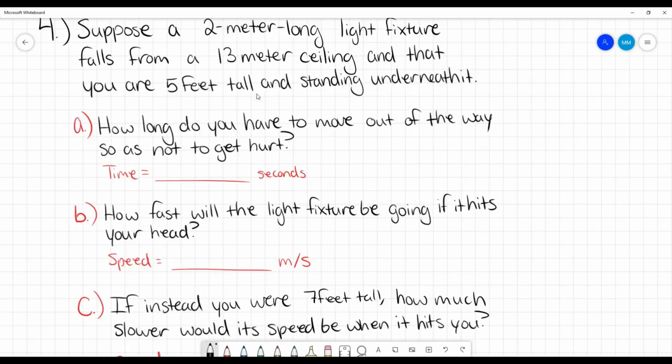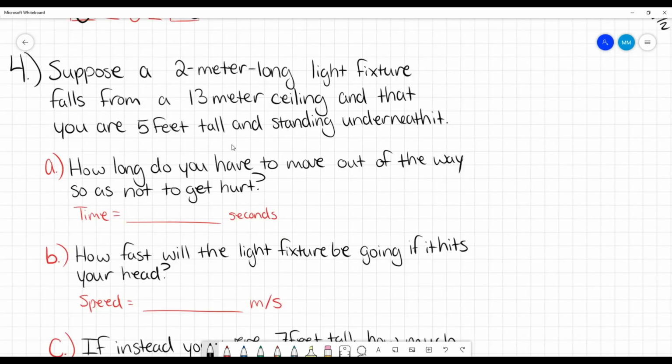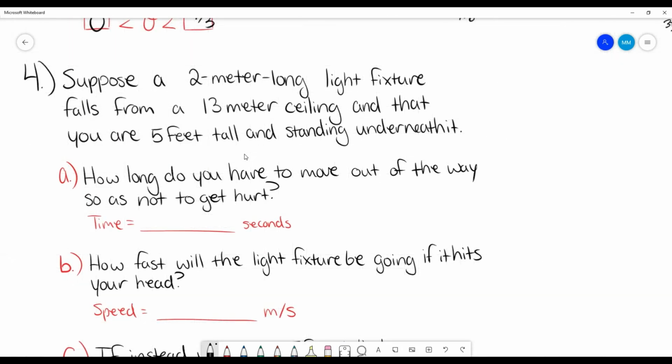Now, oh, this is a tough one. It requires us to remember a few different equations from our textbook, which I might need a moment to pull those up, actually. Let me see if I've got them written down. Give me one moment. Aha, I've got them.